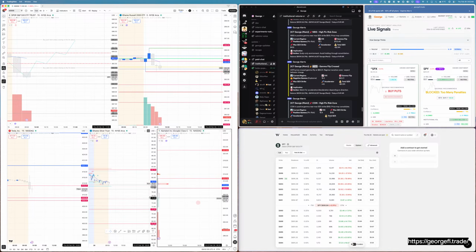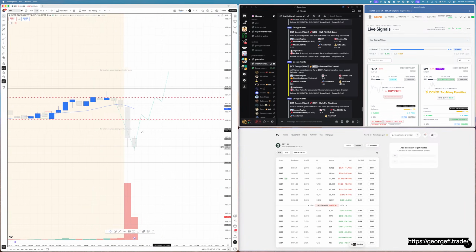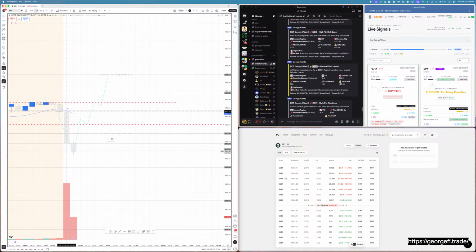SPY. Let's see what we're going to get. Still holding. Let's draw a little rectangle. This is your opening bar. Still holding. Until it breaks below, I don't want to do anything else.